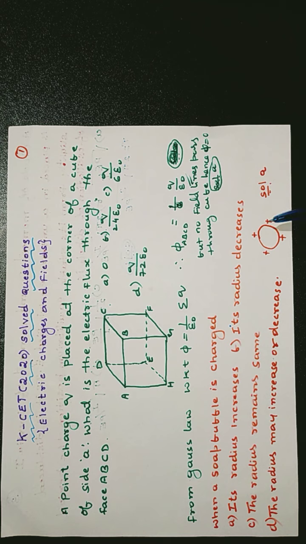See, there will be a force of mutual repulsion between the charges. Because of the mutual repulsion between the charges, the soap bubble will be dragged on all sides. Hence, the radius of the soap bubble increases. So, it should be choice A. See, remember, it may be positively charged or negatively charged. In either case, the radius of the soap bubble increases.